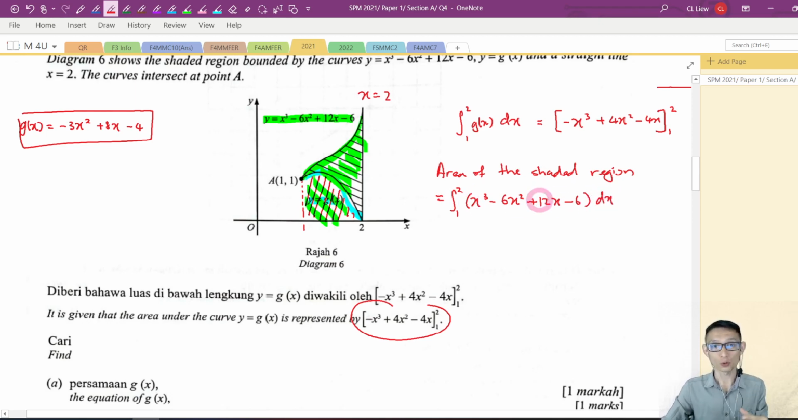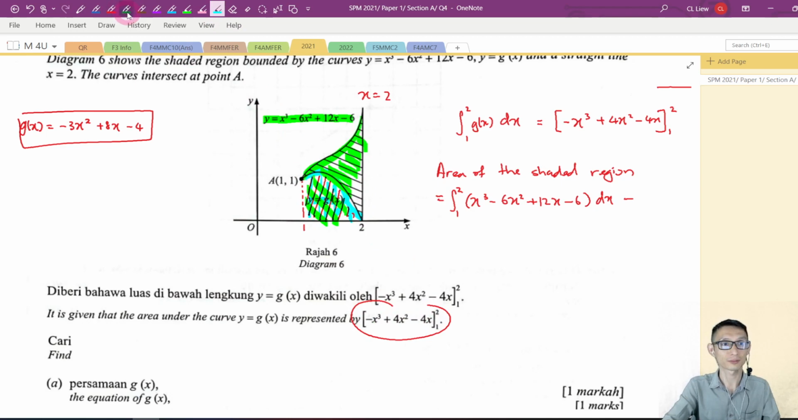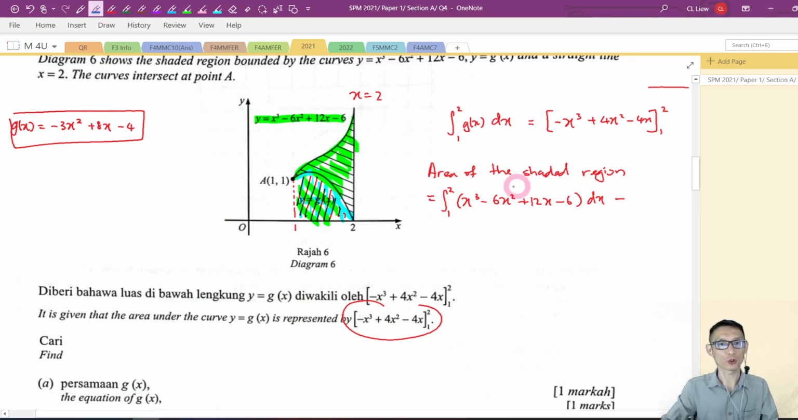If we integrate this one from 1 to 2, we will be able to get the area of the green color one. But I don't want this whole area. I want to minus the area under the curve g of x. So I need to minus this part. So this part you don't have to find yourself because it's given by the question. It's equal to this, right? But I'm going to use this one again.